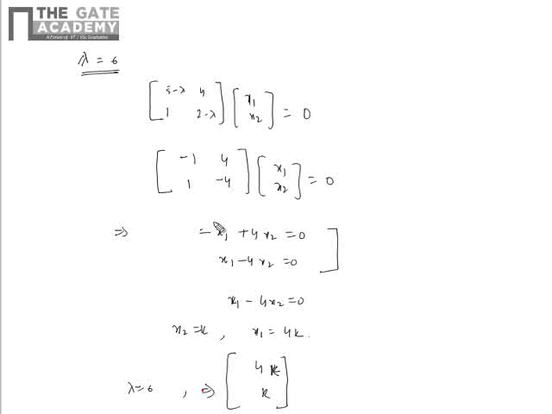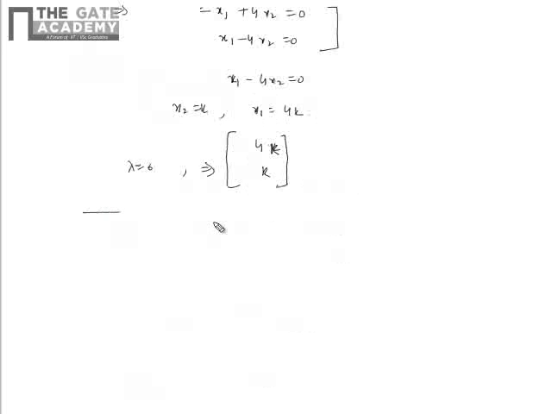Now, sometimes they may ask you to check whether a given vector is an eigenvector of the matrix or not. You just multiply that vector with the matrix and check whether you are getting a constant multiple of that vector. Just use the basic definition.